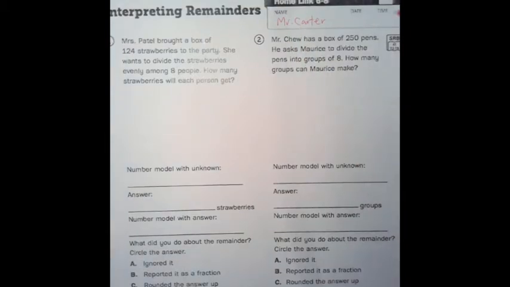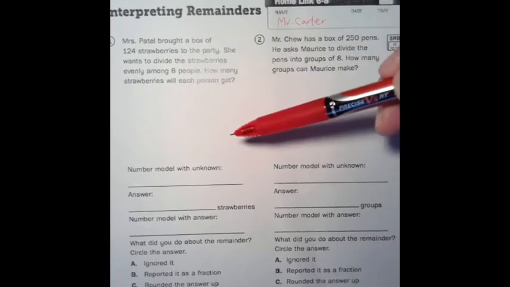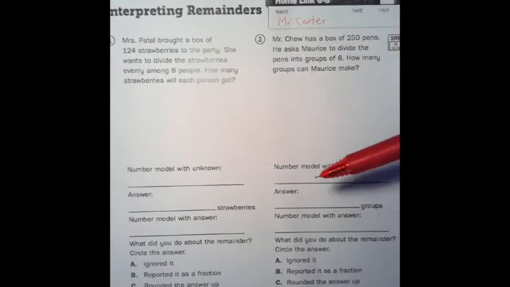Alright, so for this assignment we are interpreting remainders. We're going to have division problems with remainders, and then we're going to have to figure out what we want to do with those remainders. So let's take a look at our first problem.